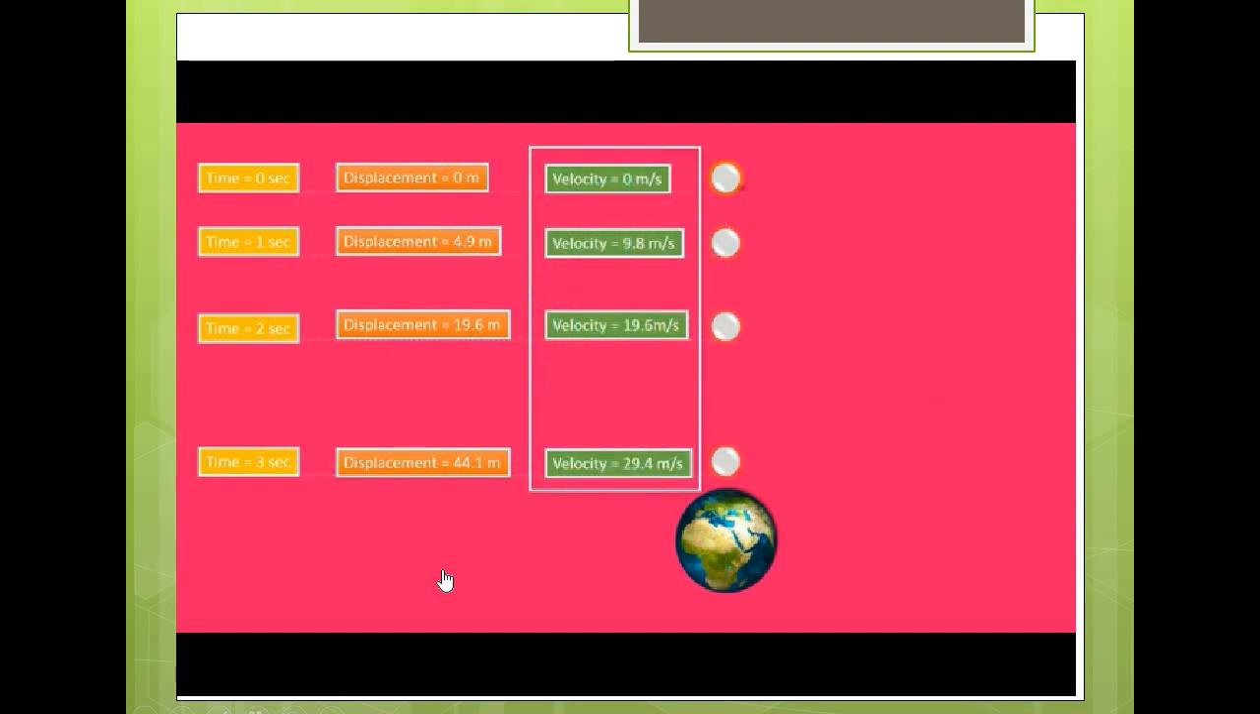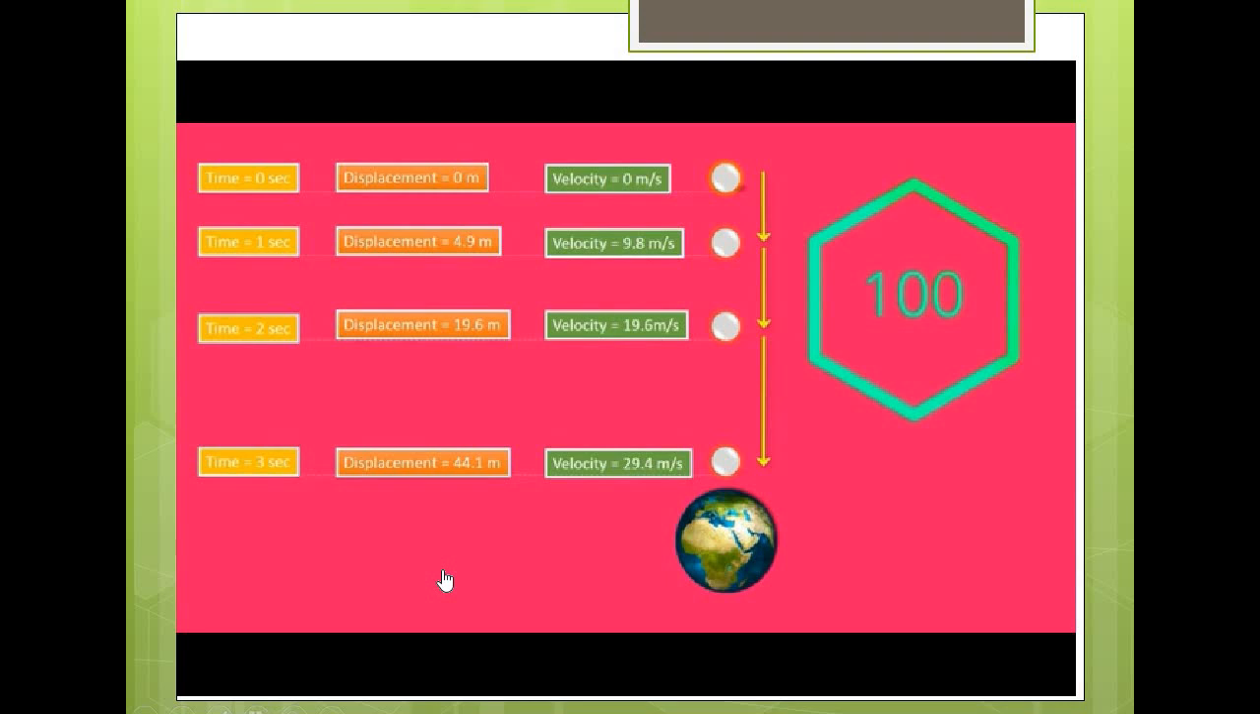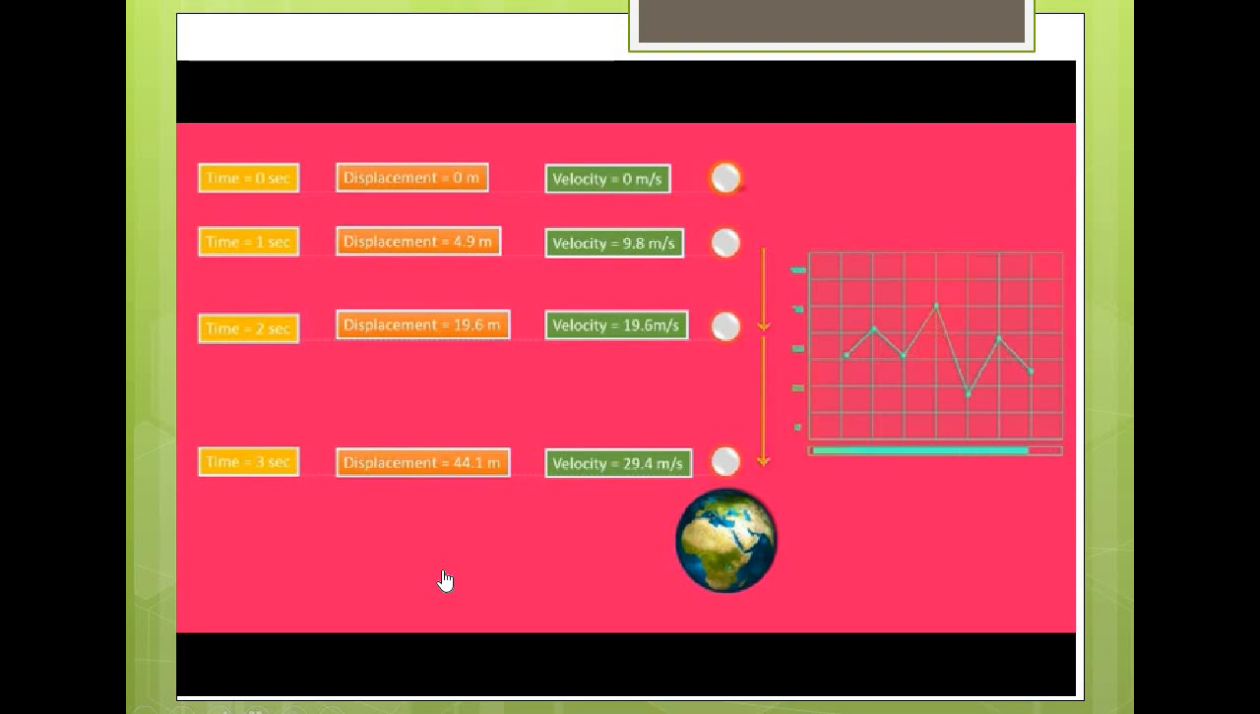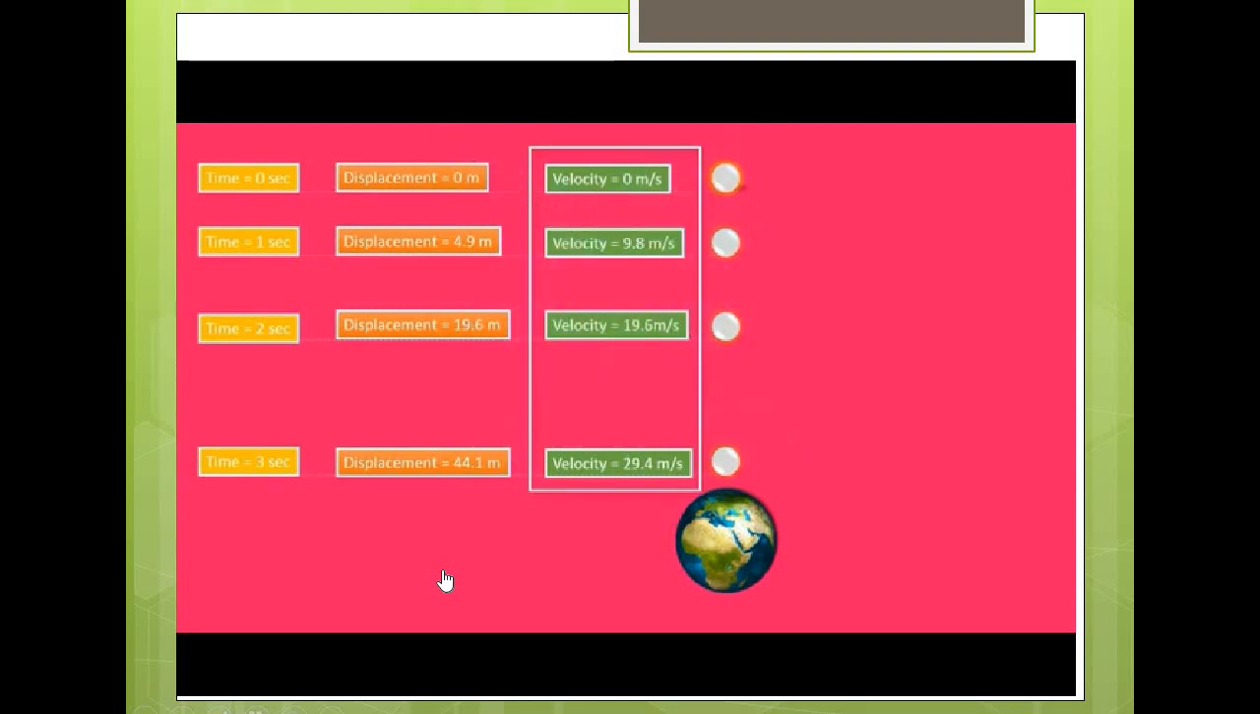Now look at the velocity of a body. We see that the velocity of a body is increasing as it is falling down. Because the body has covered greater displacement between 1 and 2 seconds than between 0 and 1 second. Similarly, the displacement of the body is greater between 2 and 3 seconds than between 1 and 2 seconds. Hence, every second the body covers greater and greater displacement. As a result, the velocity of a body increases.